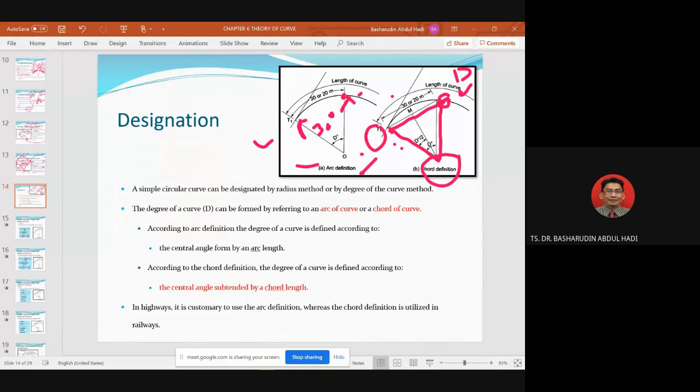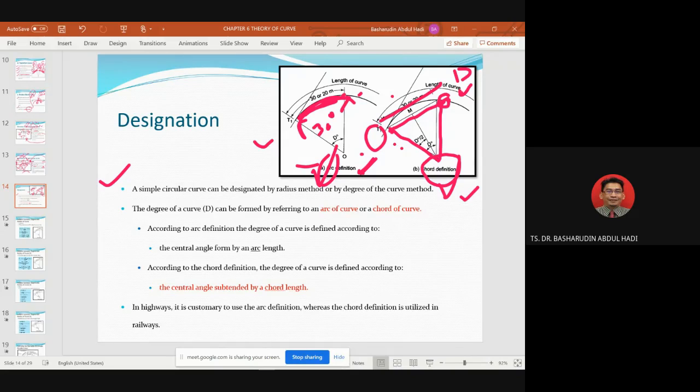If you follow the circular curve, the distance, we call it arc definition. If you want to measure the curve length, this is the right method. Sometimes we use chord definitions to set out the curve of a road. You can see this one follows the curve. This one is just a straight line. So this one we call chord definition. This one we call arc definition. Right?